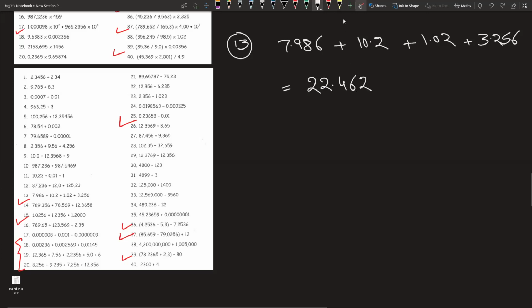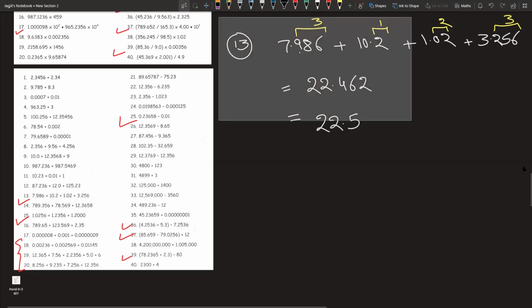22.462. Now, how many numbers are there after the decimal on this? 3. On this, 1. On this, 2. On this, 3. So the least is 1. My answer should only have 1 number after the decimal. You will round it up. 4 will get rounded up to 5 because of the 6 after that. So this will just be 22.5. Did you guys get that?